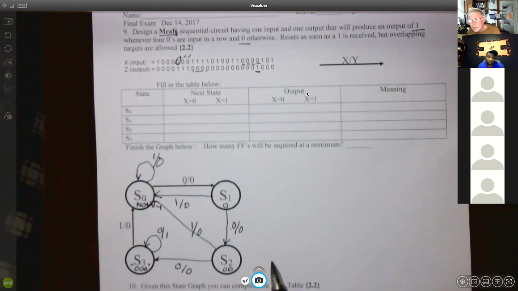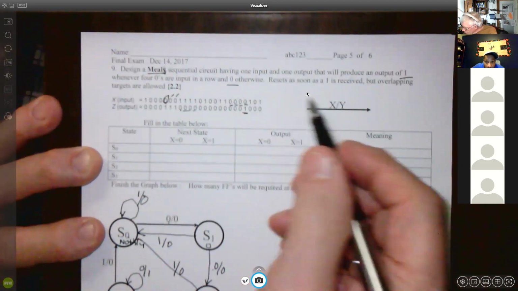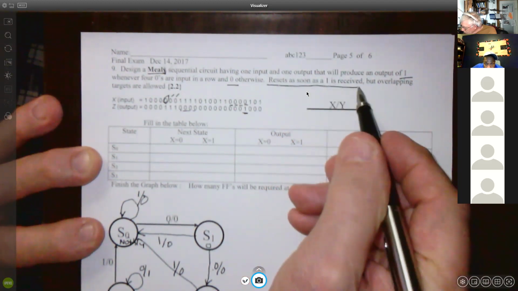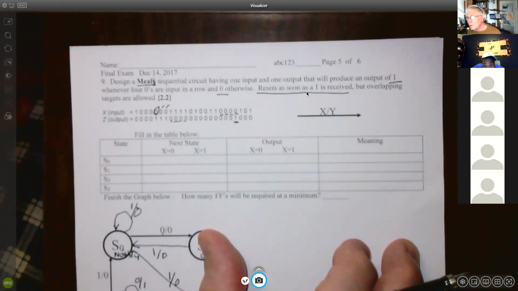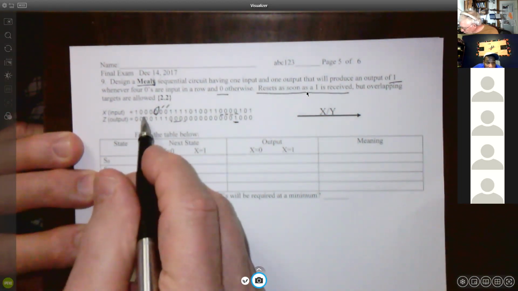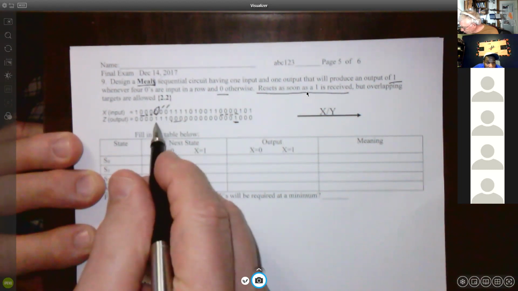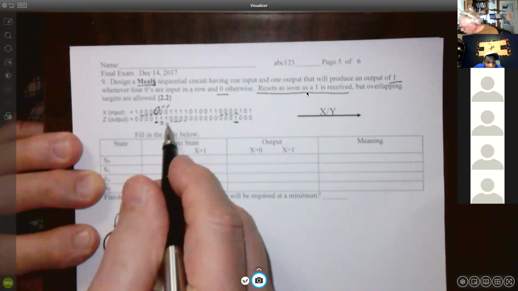Okay. So you see how I just kind of think my way through it? Now, why would you stay at S3 if you get a 0? I thought you were supposed to reset when you get the target. Okay, so read the problem again. It resets as soon as a 1 is received, but overlapping targets are allowed. And then remember our little example sequence. We got 0, 0, 0, and on our fourth 0, we outputted a 1. And then we got another 0, so that was another target, and another 0, that was another overlapping target.